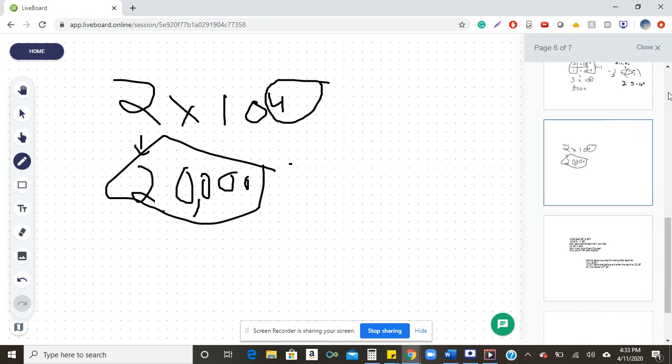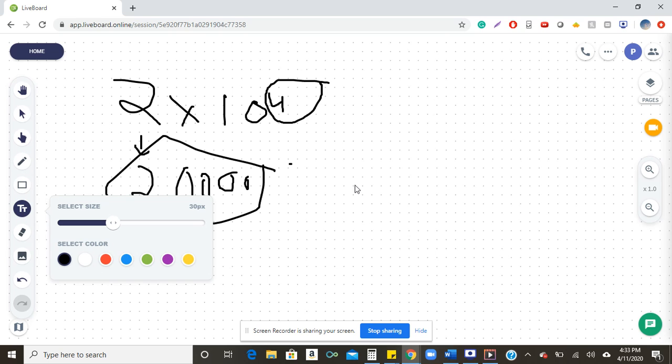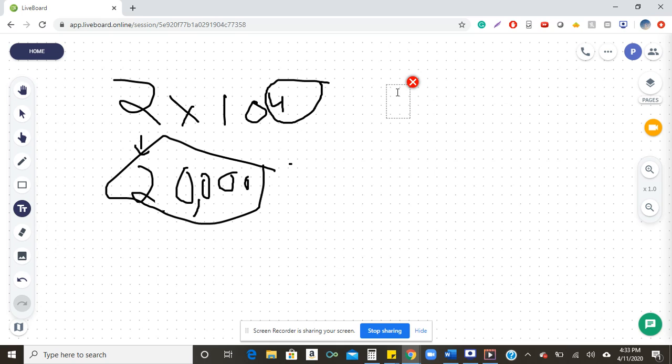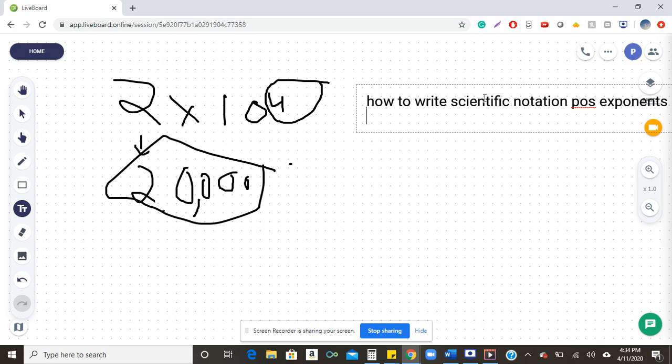Okay, so a couple more. This is the rule of how to write positive exponents, write scientific notation, positive exponents quickly.